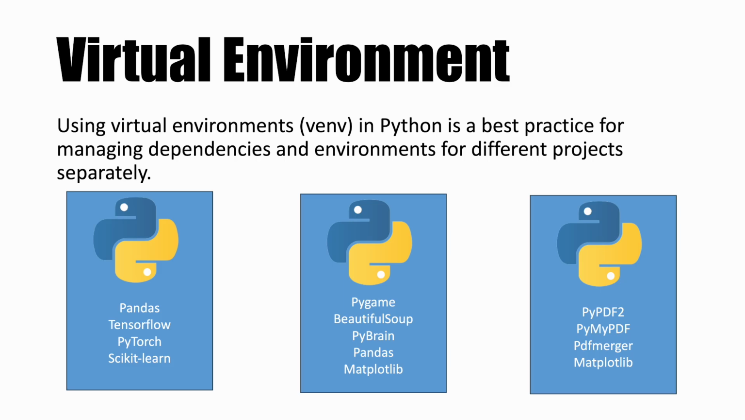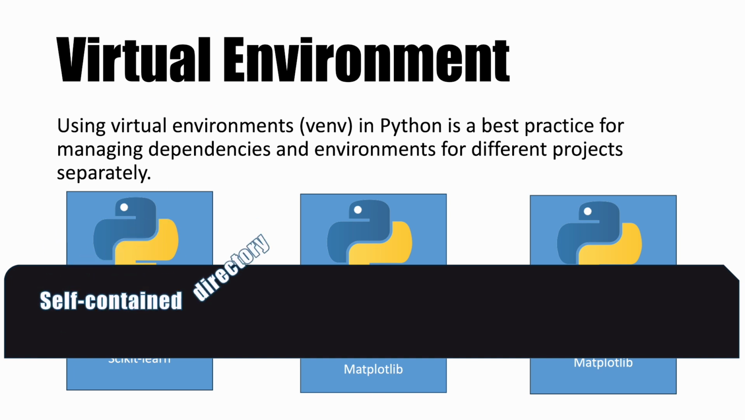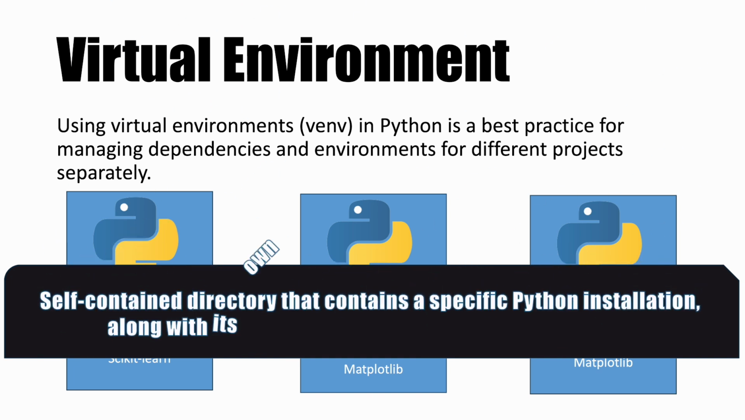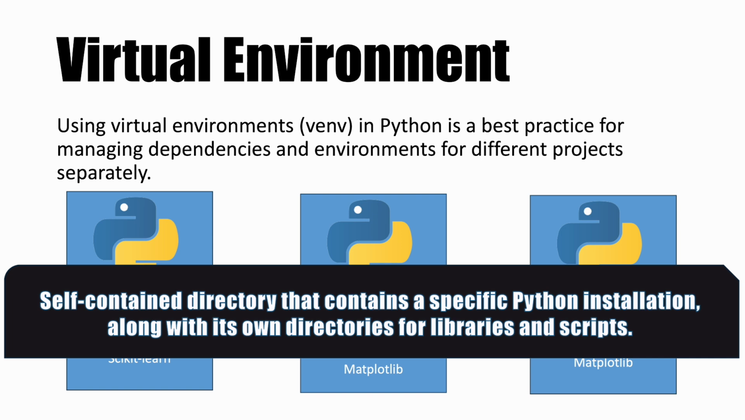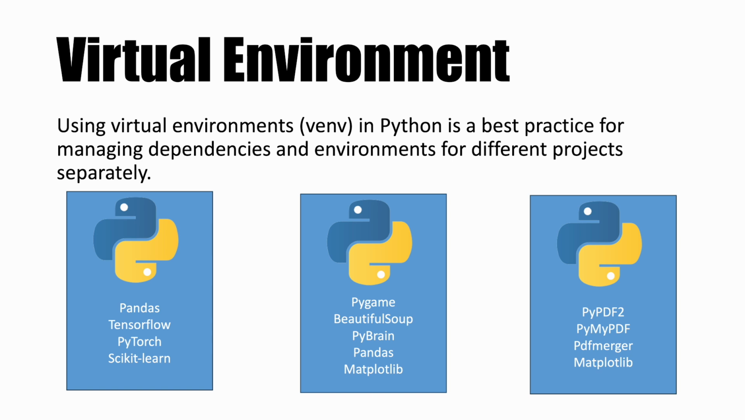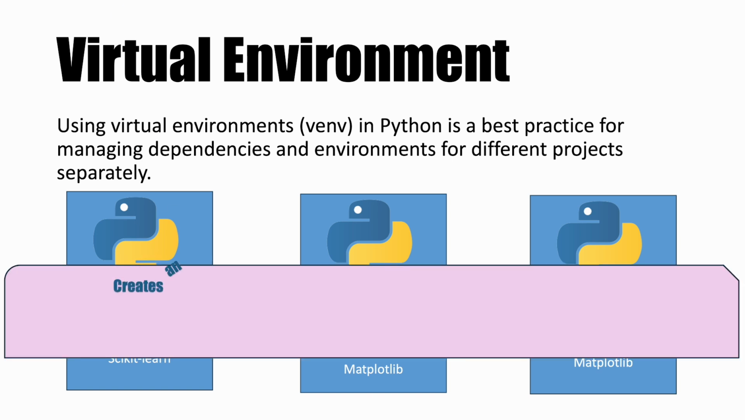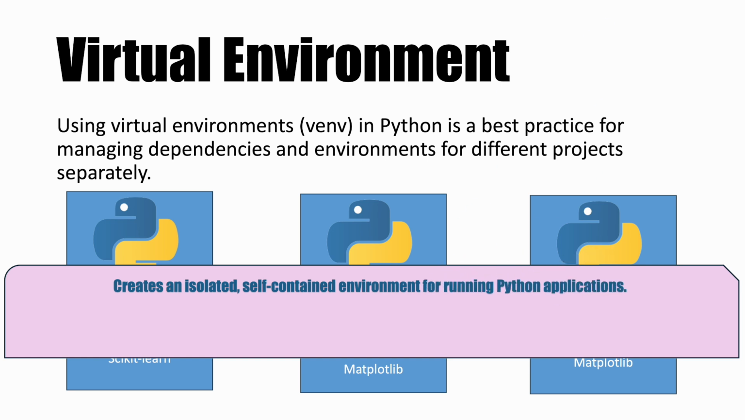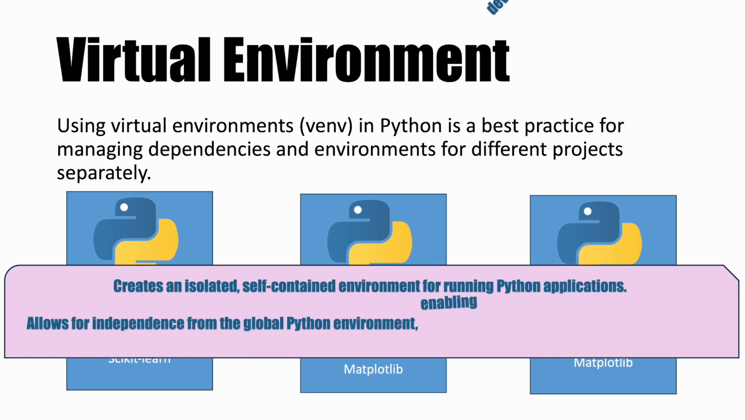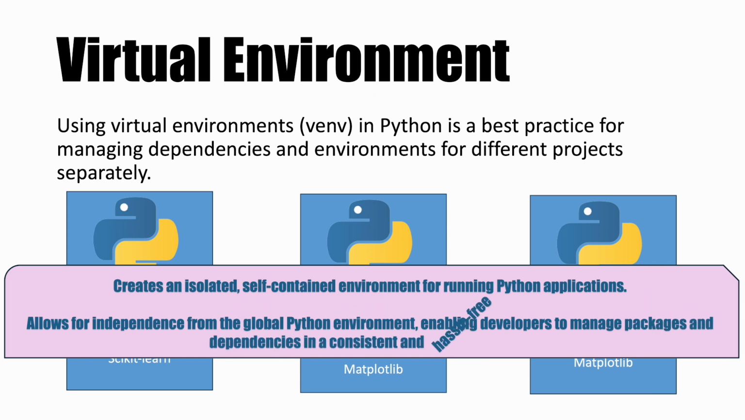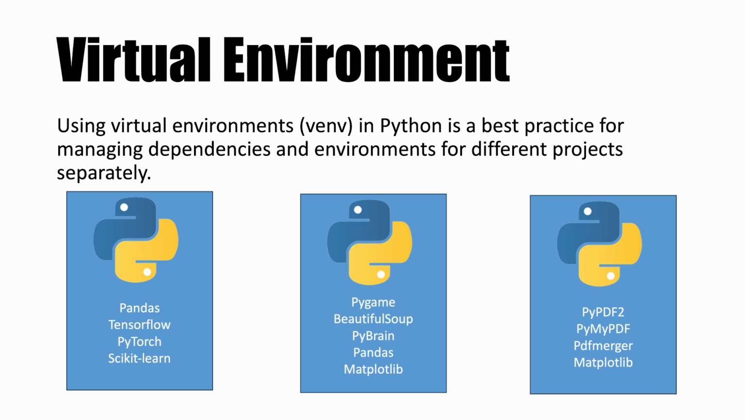So what is a virtual environment? A virtual environment in Python is a self-contained directory that contains a specific Python installation along with its own directories for libraries and scripts. The virtual environment is called virtual because it creates an isolated, self-contained environment for running Python applications. It allows for independence from the global Python environment, enabling developers to manage packages and dependencies in a consistent and hassle-free way. So what is the meaning of all those definitions which I just spoke about?